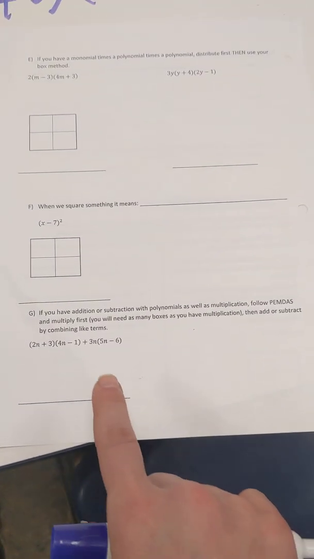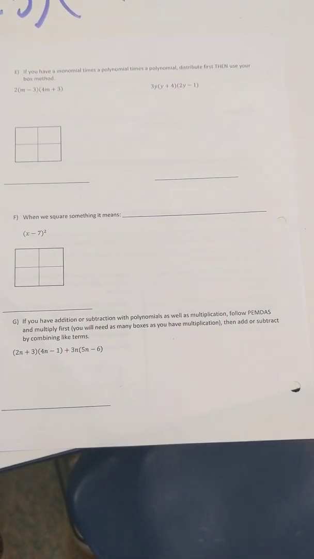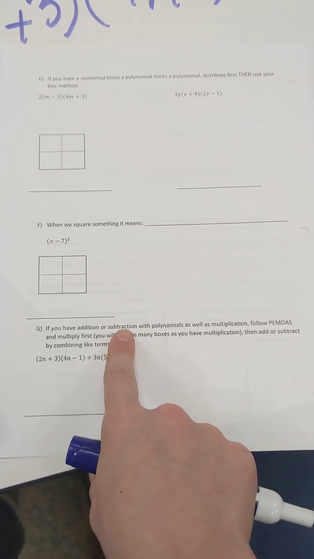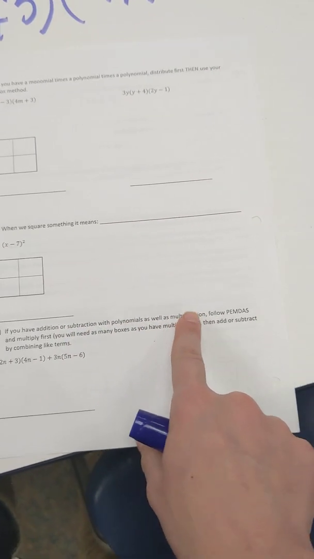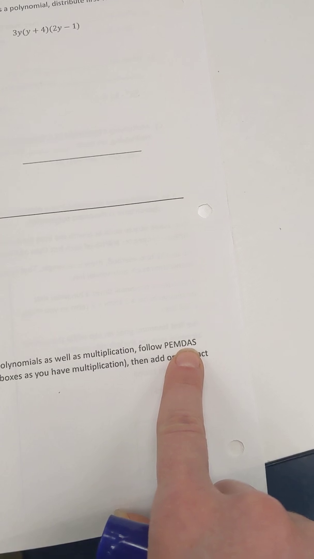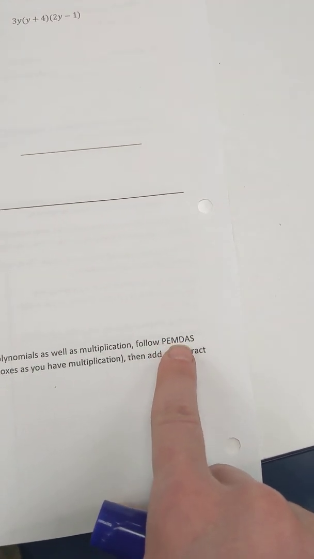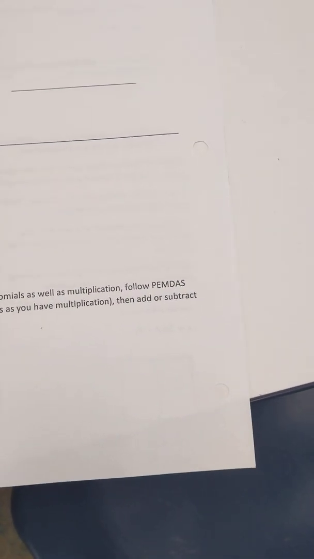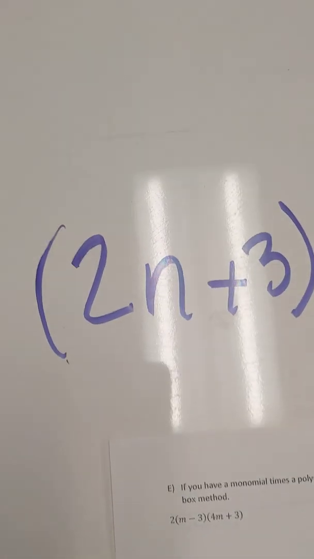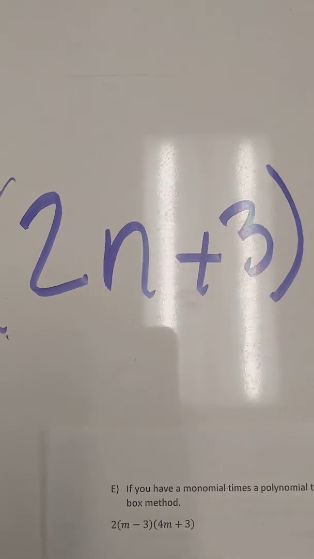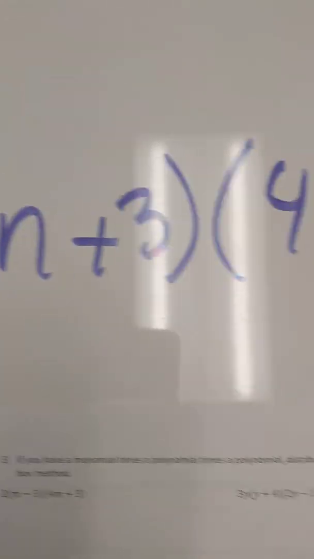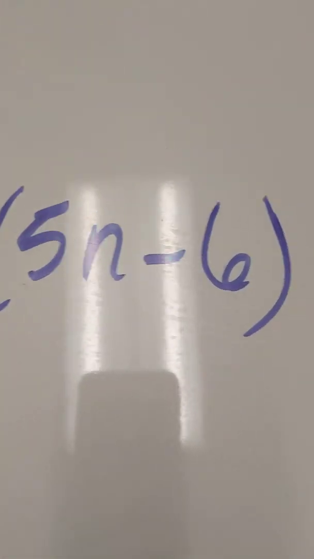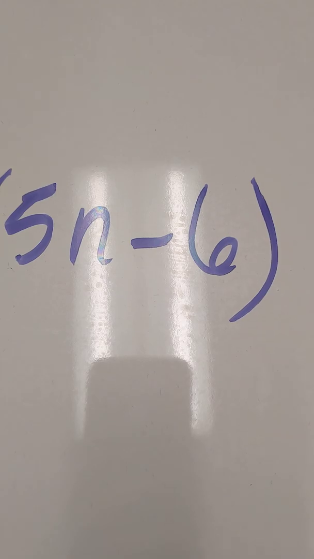All right, the last example here, we're going to go through this whole one together. If you want to try it on your own, you can, and then come back and see if you got it right. If you have some addition or subtraction with polynomials as well as multiplication, you need to make sure you follow PEMDAS. So parentheses, exponents, multiply and divide, add or subtract. Parentheses, remember, means to simplify anything on the inside of the parentheses. So I have parentheses, but I can't simplify 2n plus 3, nothing happens. I have parentheses, but 4n minus 1, nothing happens.